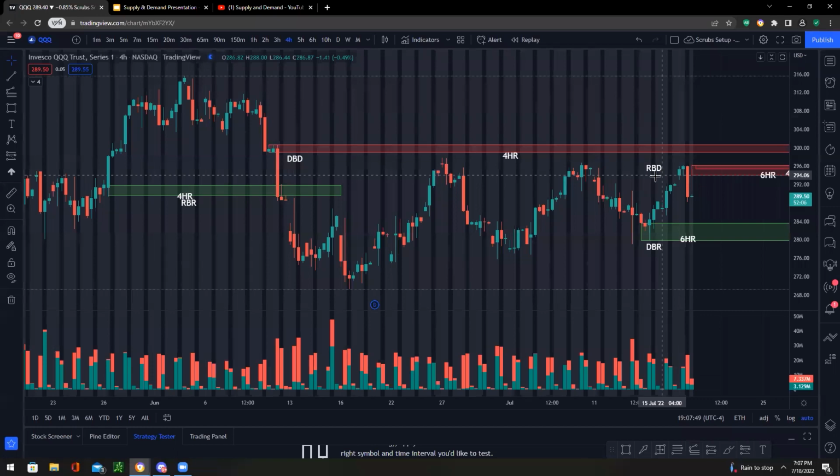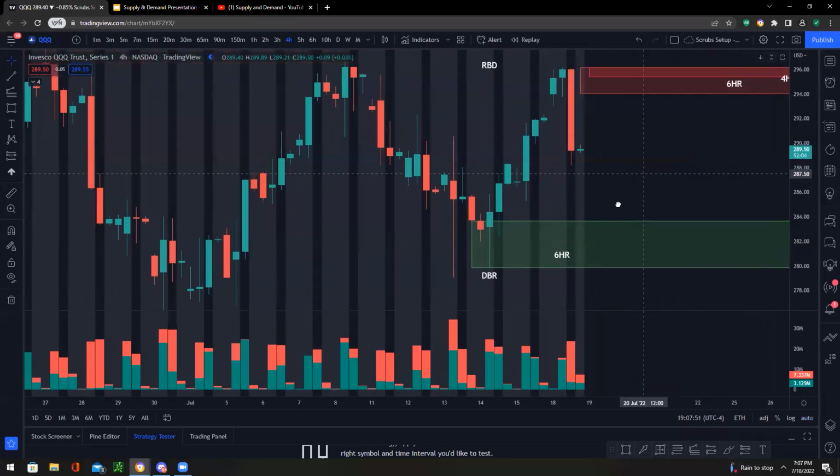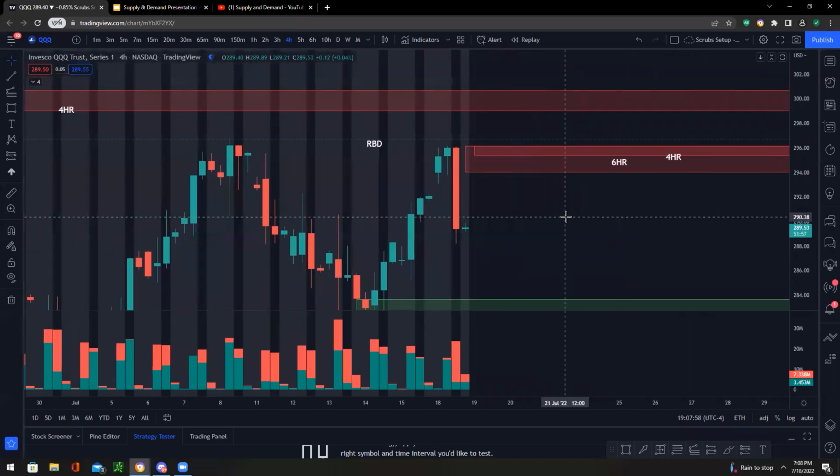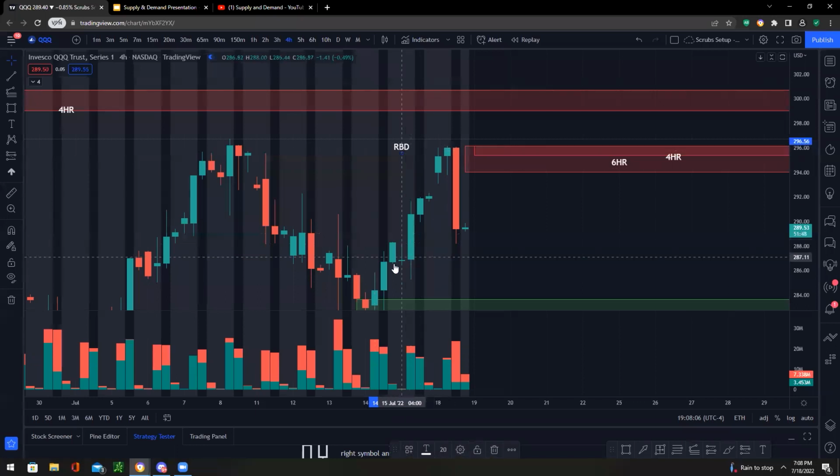So the imbalances, we'll talk about this one. This one happened today, so this is a fresh supply zone. There are three major criteria of how you get, in this case, a supply zone. For this one, it's a rally base drop. So what happens is you get that swift rally upwards.